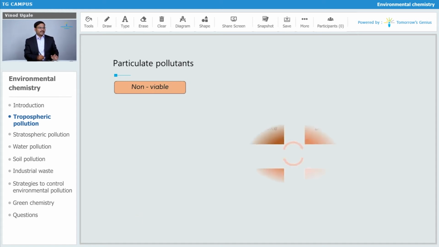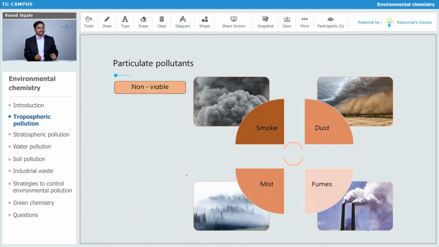These non-viable particulate pollutants are smoke. We can see in the picture how smoke is generated. Generally, due to fire, smoke is generated. This is dust in the sandy areas. Due to the blowing of winds, dust is generated, which goes into the atmosphere and remains there. Small particles of the dust remain in the atmosphere only, and they can be inhaled by us. This is mist, as shown in the picture, and these are the fumes coming out from the chimneys of our factories. So these four are the non-viable particulate pollutants.